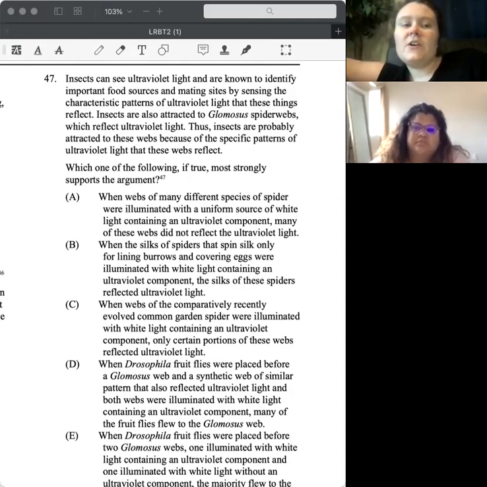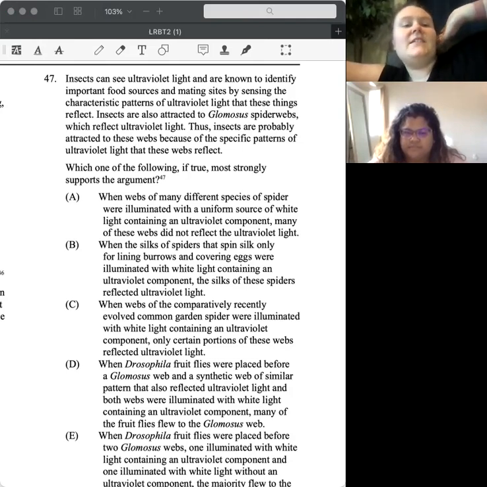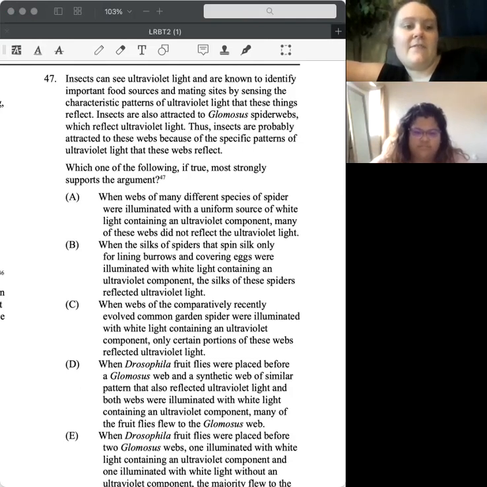All right, so what is our conclusion for this one? I think it's the last sentence: thus, insects are probably attracted to these webs because of the specific patterns of ultraviolet light that they reflect. What is our reasoning for that?